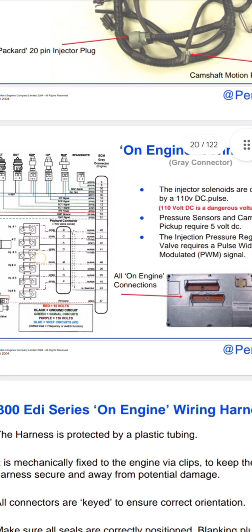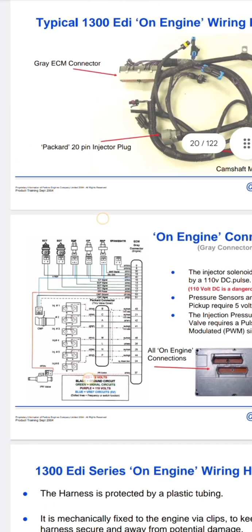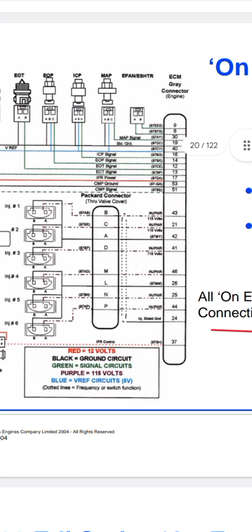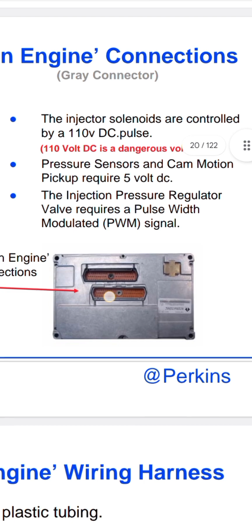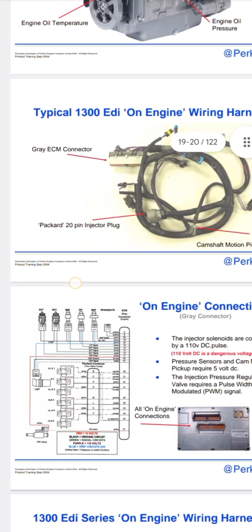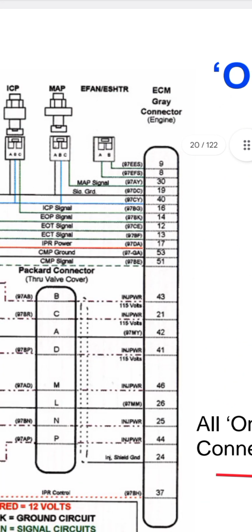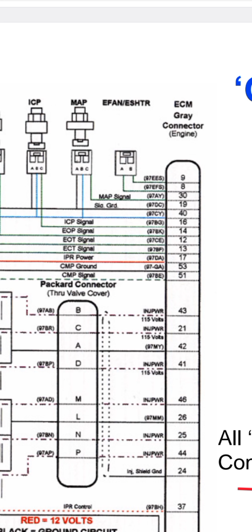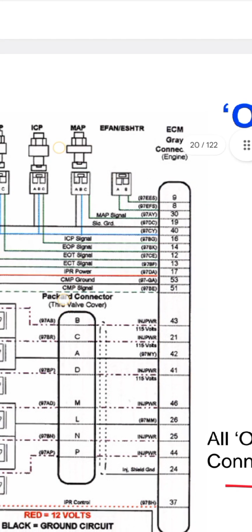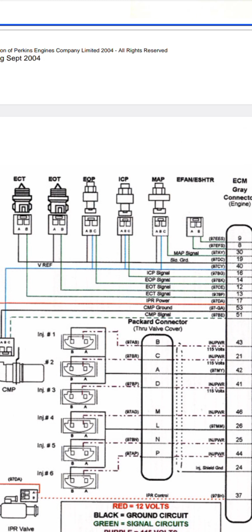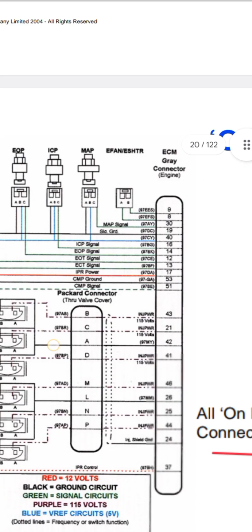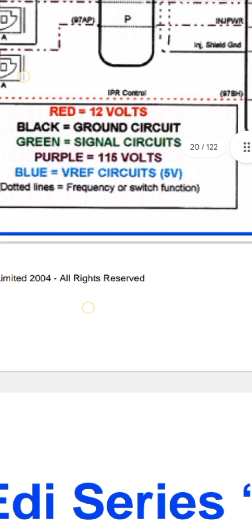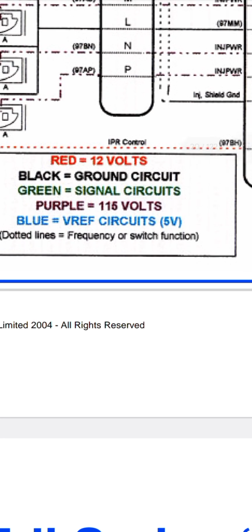After that, we are going to explain the other lower connector of our ACM. As you can see clearly, I zoomed out a little. From pin 8 to 51, these connections all go to the engine sensors. This is the lower connector and these are all our engine sensors: MAP sensor, ICP sensor and so on. As you can see, there is ICP, EOP, EOT, different sensors. These pins go to specific sensors. The blue wire is the 5 volt reference, green is the signal, and black is the ground.